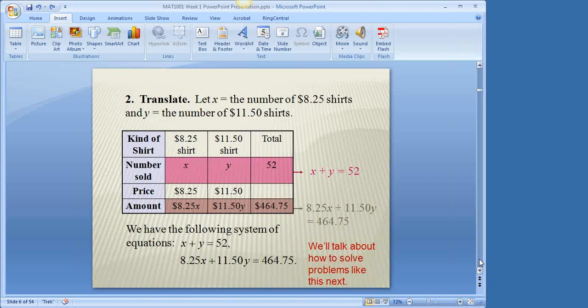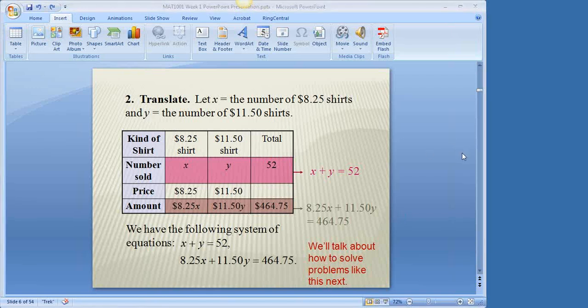And you can see this table here, all right? So I've got the pertinent information, the price per shirt, the number of shirts. Well, I don't know, so I'll call the first shirt X and the second Y. I know I've got 52 of them, and I know the one shirt was $8.25 a piece and another was $11.50 a piece.